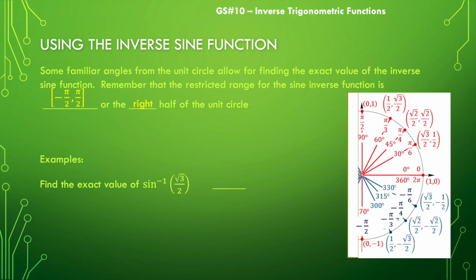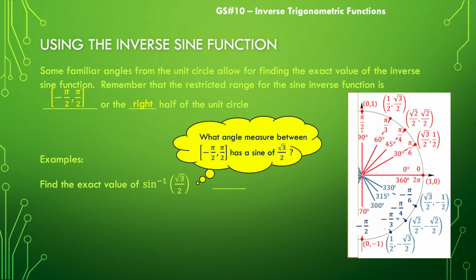All right, so the first thing you're thinking of is what angle measure on this interval that I know that my sine inverse is restricted to has a sine of rad 3 over 2. Okay, so what I'm thinking about is on the right side of my unit circle, that takes that into account, one of these angles has a y value of rad 3 over 2. And so I'm looking at this picture for an angle measure that has a sine of rad 3 over 2.